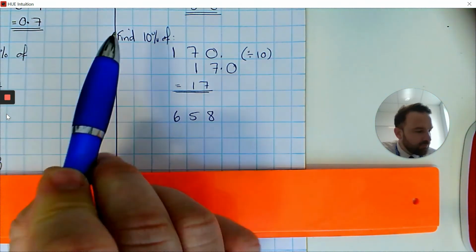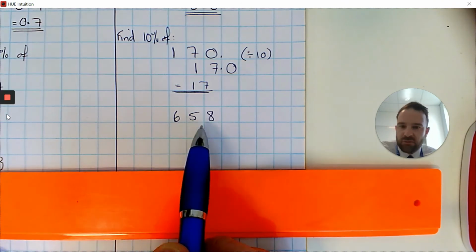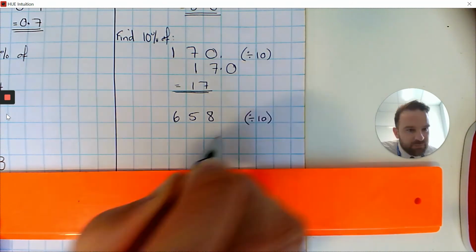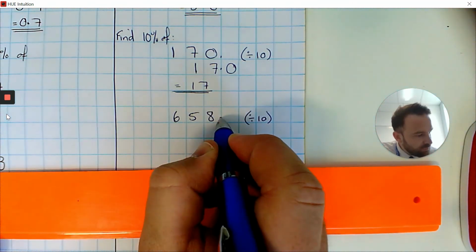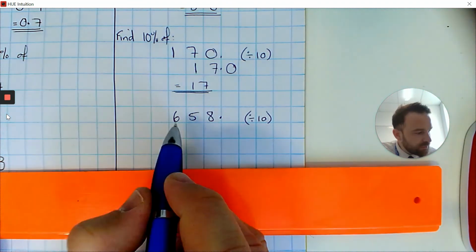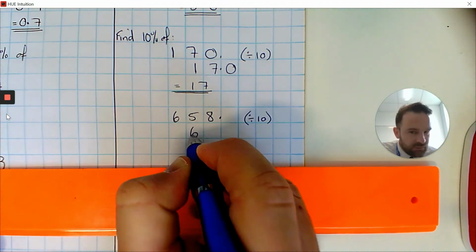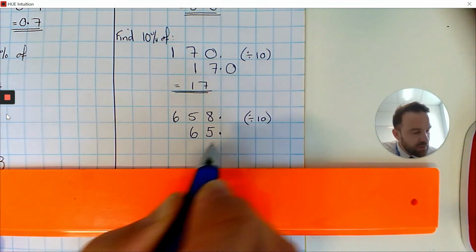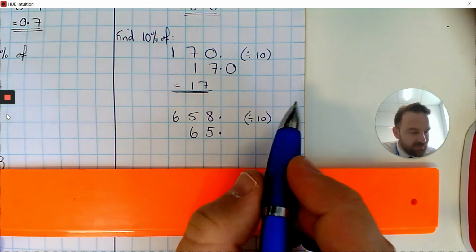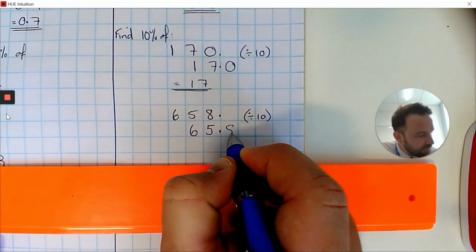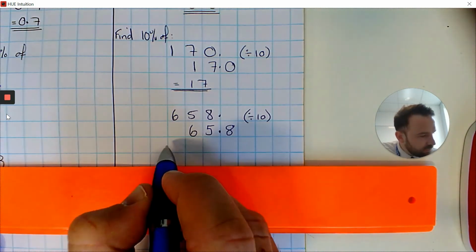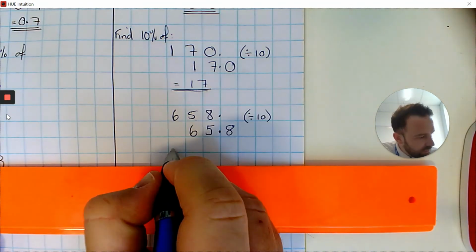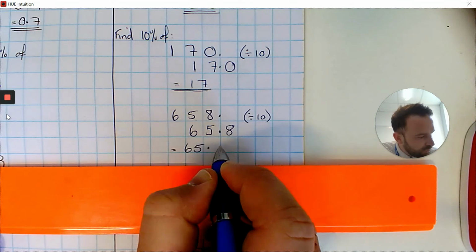So I need to find 10% of 658. Same process. I divide by 10. My decimal point is here. So my 600s go down to 6 tens, my 5 tens go down to 5 units, and my 8 units decrease by a factor of 10 down to 8 tenths. So my answer to finding 10% of 658 is 65.8.